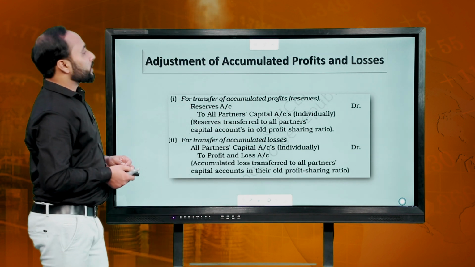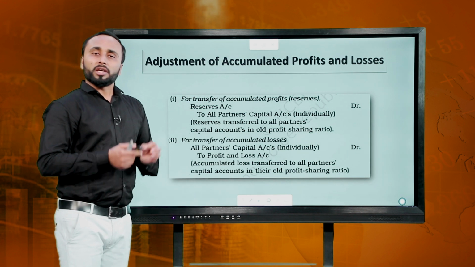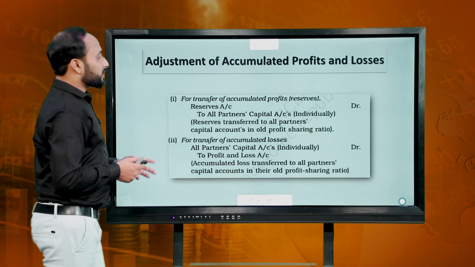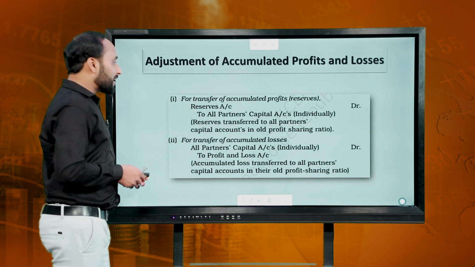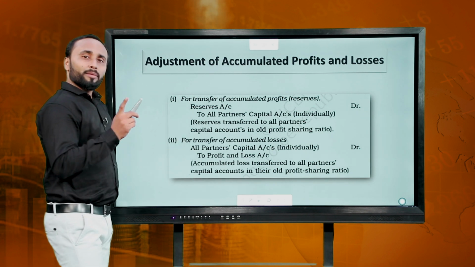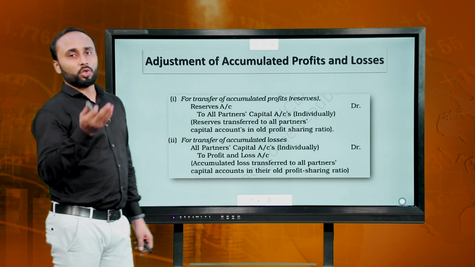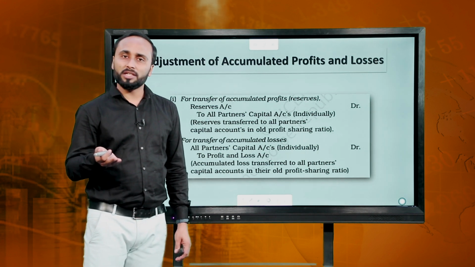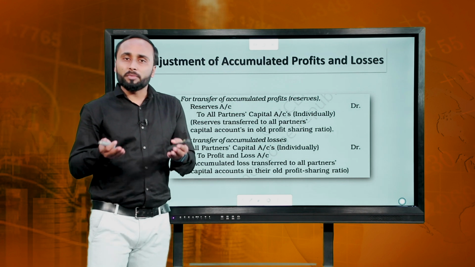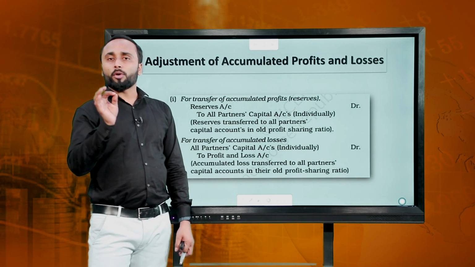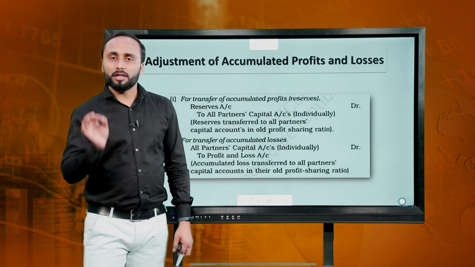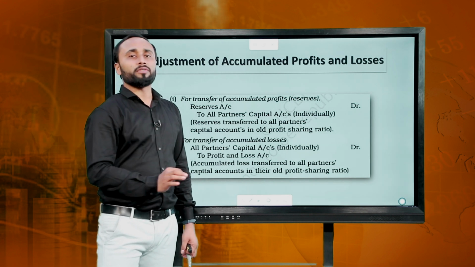So what do we do with the profits and losses? Usually the profits and losses or the reserves are written off. How do you write them off? Reserves, remember, are liabilities because you show them on the liability side of the balance sheet. They are liabilities because the firm, instead of paying the profits to the partners, decided to save them.